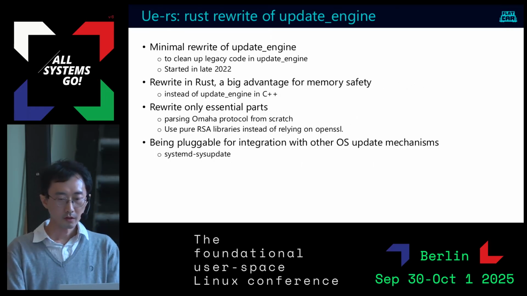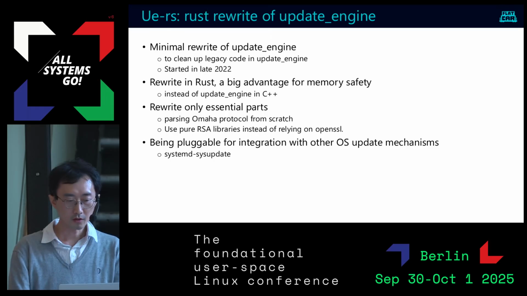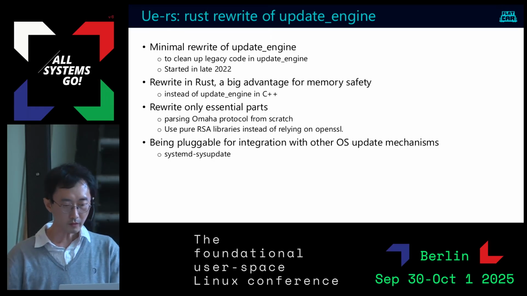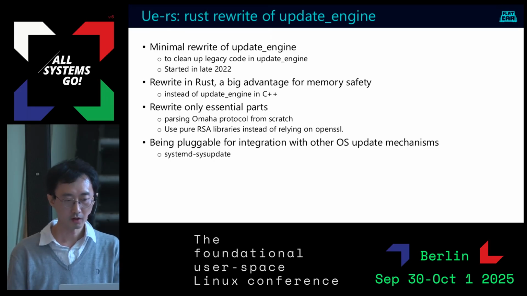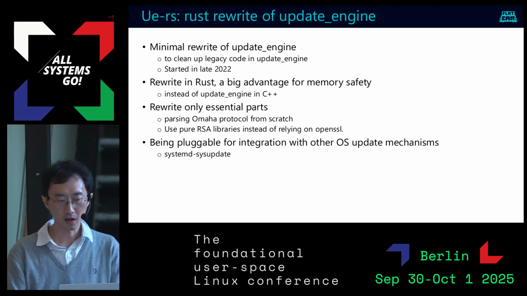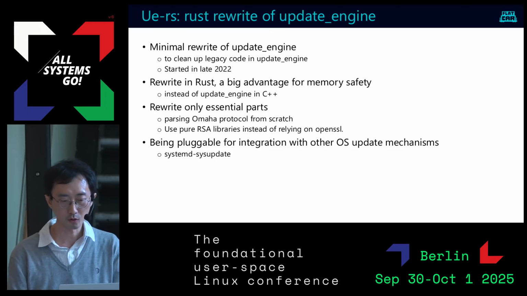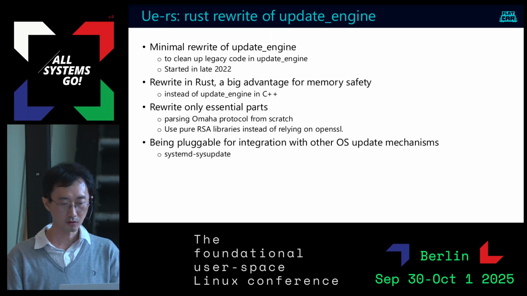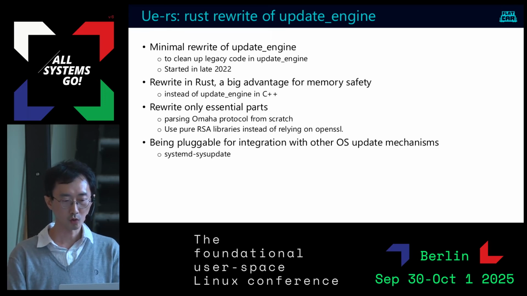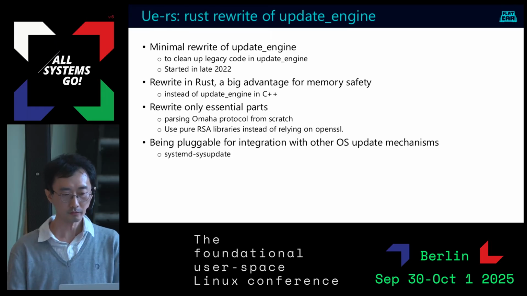So we felt that this is the time to rewrite update engine in Rust. However, we need to be as minimal as possible, and also follow the standard security-oriented programming practices at the time. So that's why we chose Rust as the programming language for that, and called the project UARS.